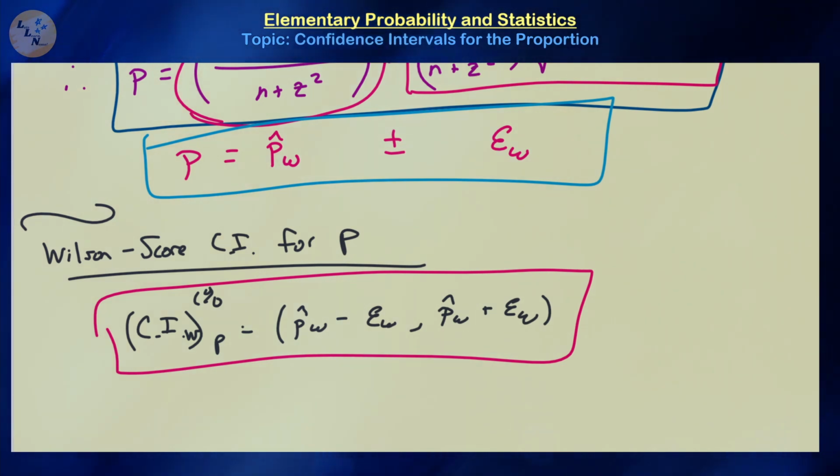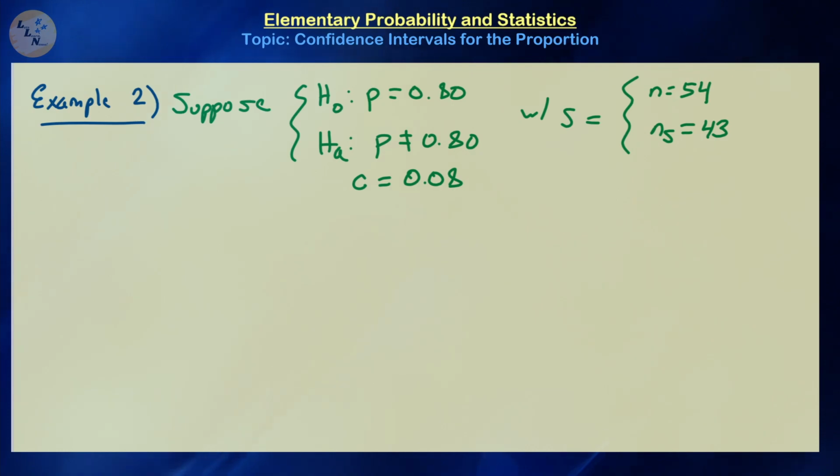Now that we have this new and better confidence interval, let's do an example of how we would actually calculate it and interpret it. So let's consider a similar example to what we did before. Let's assume that someone claims that, again, 80% of people like dogs, and let's assume we are going to choose a two-sided alternative hypothesis for this claim, and let's assume that the probability for committing a type 1 error, alpha, is 8%.